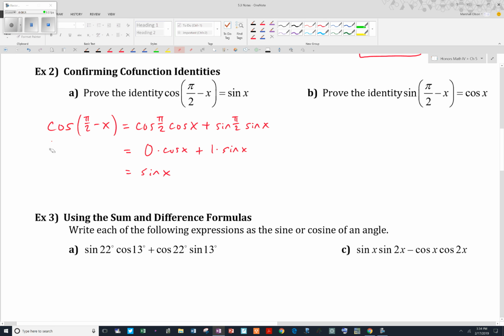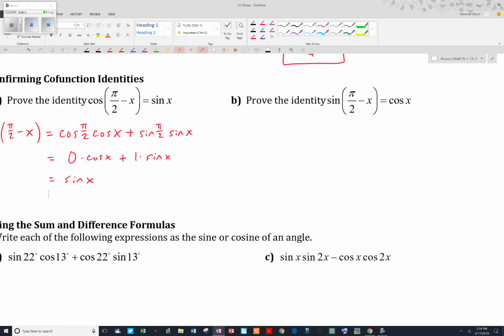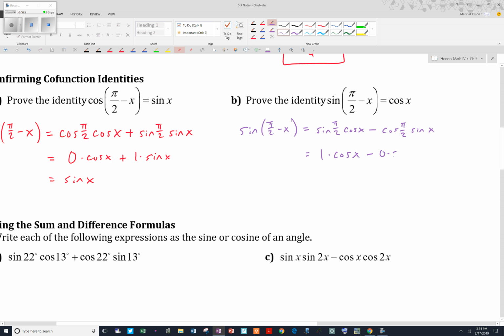All right, let's try another one of those. Now we have sine of pi over 2 minus x. So I'm going to need a sine difference formula, which is sine cosine minus cosine sine. Same values as before. Sine of pi over 2 is 1. Cosine of pi over 2 is 0. That's multiplication. So now we have cosine of x. Verified that identity as well.